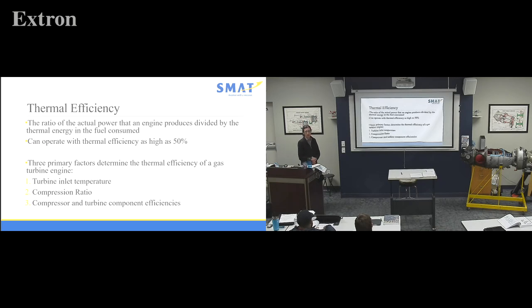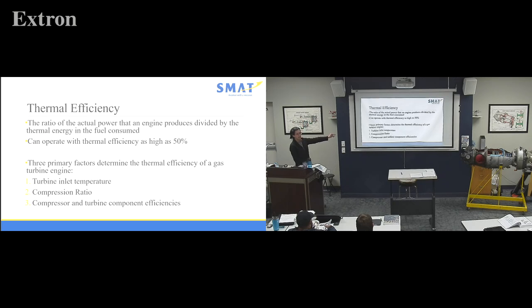So, thermal efficiency, we've got another ratio: the actual power that an engine produces divided by the thermal energy in the fuel consumed. Obviously, we want to be getting as much energy out as possible. Turbines can operate with thermal efficiency as high as 50%, which might not sound great, but you can get 50% of the energy out of the fuel.